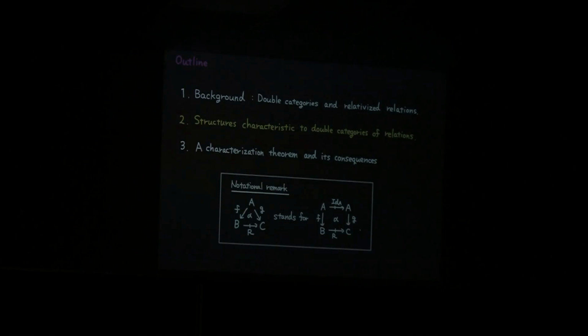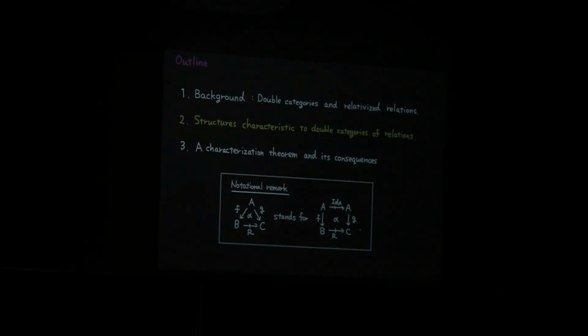Right. But the special cases are already examined. The double categories of spans and relations were characterized by Lambert and Aleatory, respectively. And our characterization theorem includes these results as special cases. Right. So let's move on to the second section.